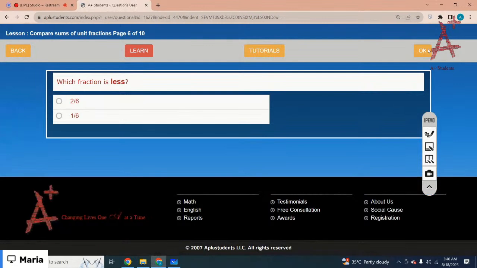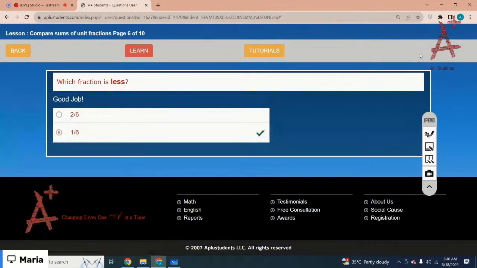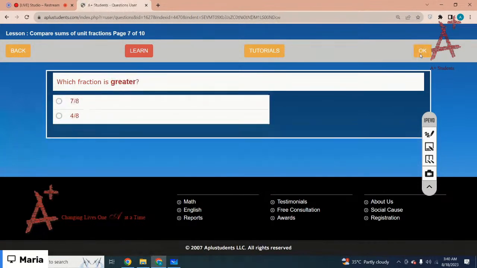Which fraction is less? 2 over 6, 1 over 6. 1 over 6 is less, right? They have the same denominators, just look at the numerator. 1 is smaller than 2, so it would be 1 over 6. 7 over 8, 4 over 8. 7 over 8 is greater, right? The correct option is 7 over 8.